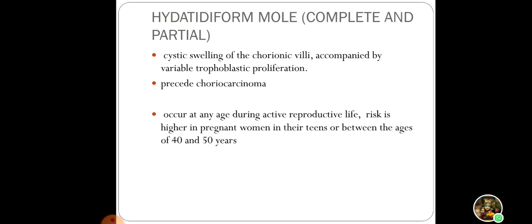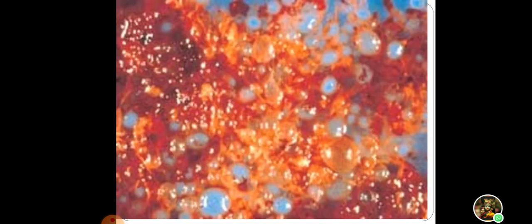Hydatidiform mole, which can be complete or partial. Cystic swelling of chorionic villi accompanied by variable trophoblastic proliferation, which may precede choriocarcinoma, occurs at any age during active reproductive life. Risk is higher in pregnant women in their teens or between the ages of 40 to 50 years. This is the gross specimen of the hydatidiform mole.